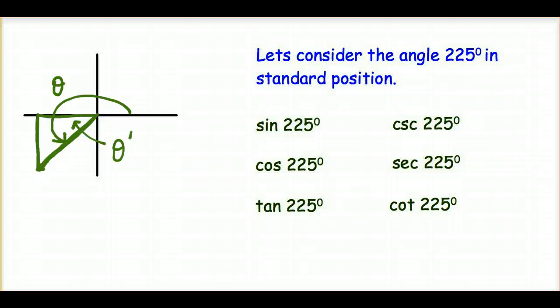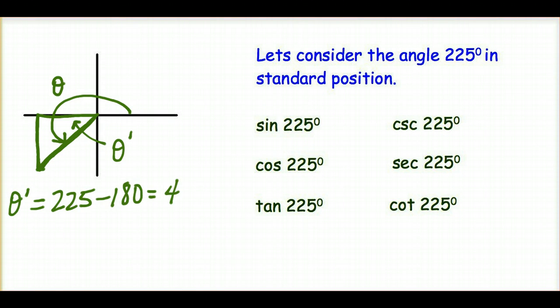To get that measurement, I'm going to take 225, subtract off 180, and I'm going to get 45. So theta prime is 45 degrees. According to our special right triangles, we have those sides in ratio of 1, 1, root 2.